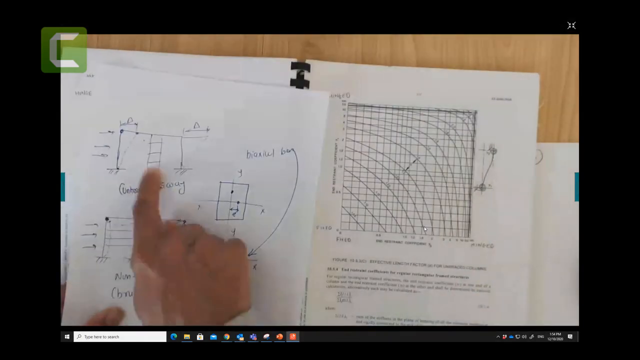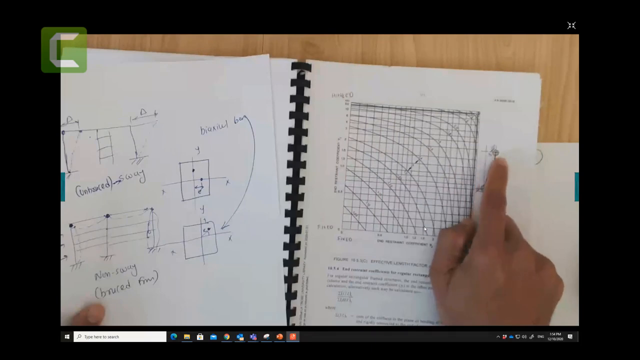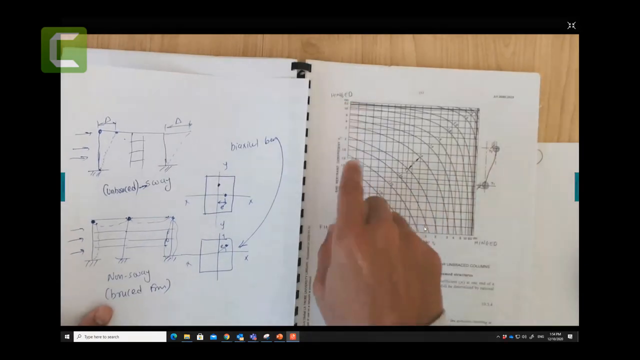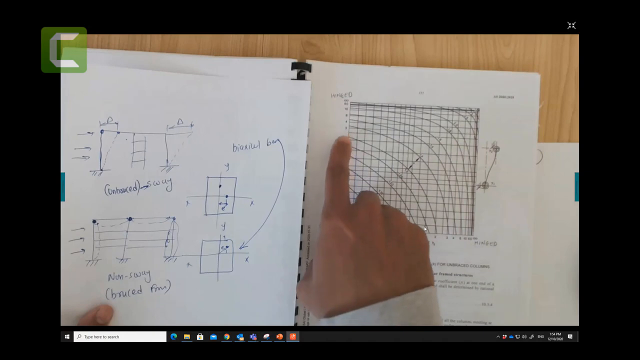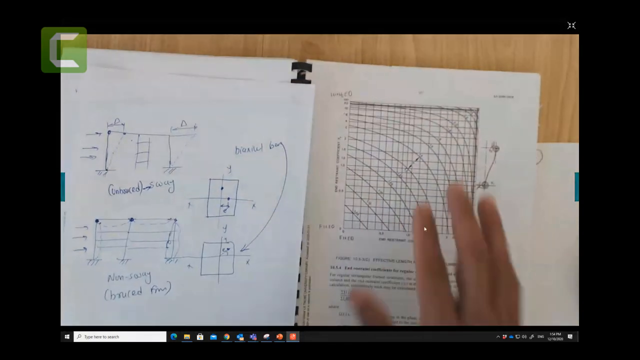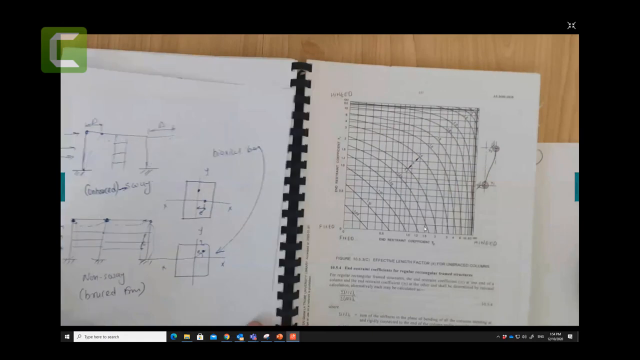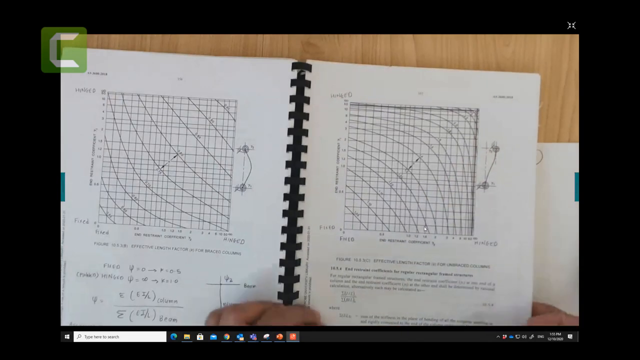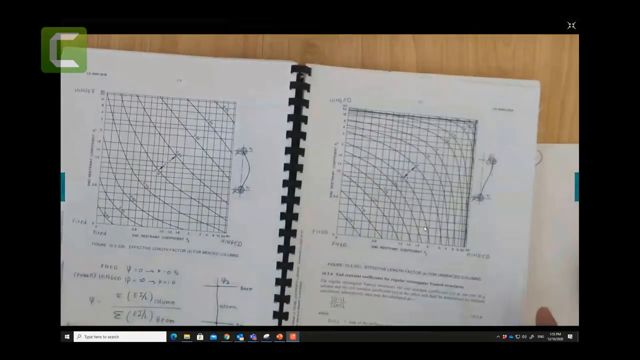If it is unbraced columns, I'll show you unbraced columns, where it is. If you have unbraced columns, let's say this point is moving like that, in that case you can use this graph. To use this graph, we need to calculate the coefficient lambda one, and then we can draw the line and find the K value. Given that we don't know the boundary conditions at the two ends, in our example we have unbraced columns, because the example tells us so.